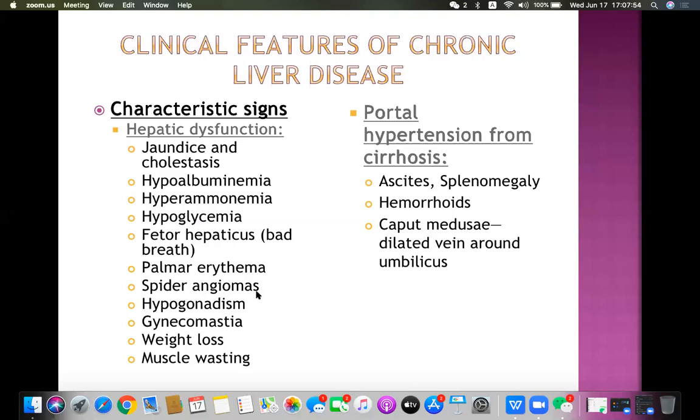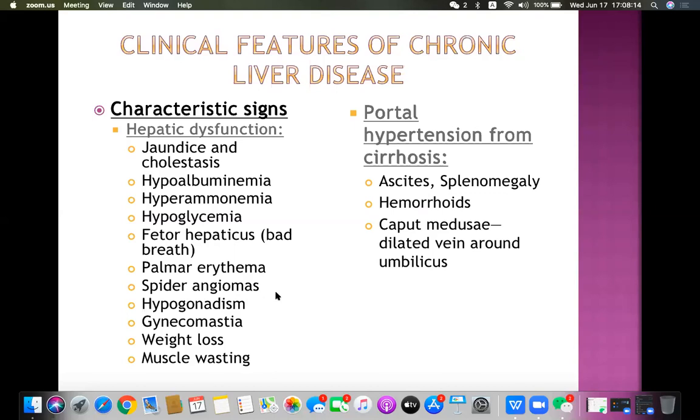So if you see a dilated arteriole with multiple capillaries coming out from there above the nipple, this is called spider angioma or spider nevi. This is important manifestation in cirrhosis of the liver.